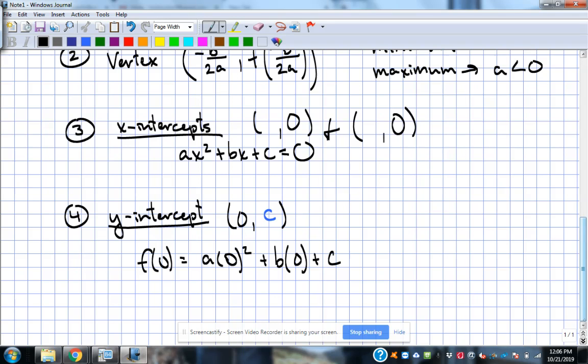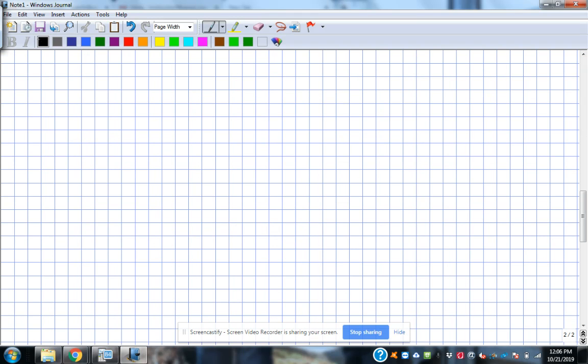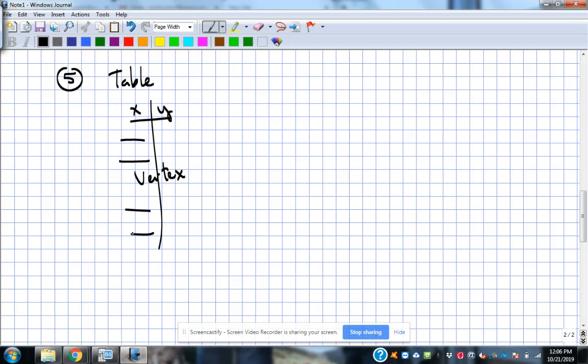All right, next thing that we're going to find is the table. And when you make your table, I want you to put the vertex in the middle. And we're going to put two values to the left and two values to the right on the x's. And then we'll work out the y values that go with that. Okay? All right, so vertex goes in the center of your table. That's how I want the tables made when you do this stuff.